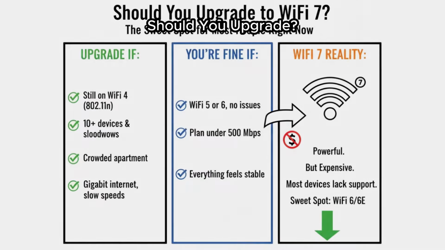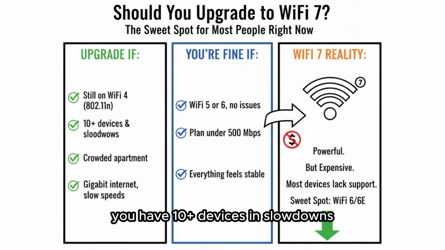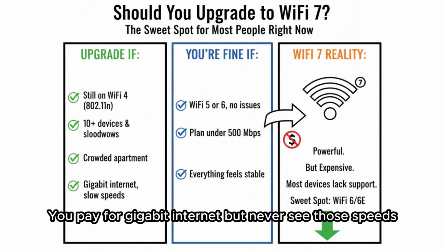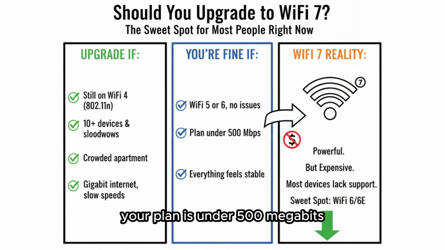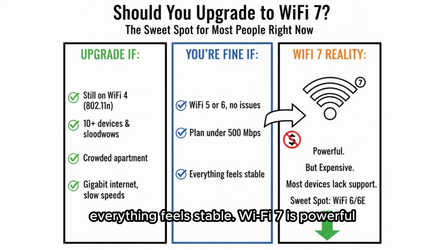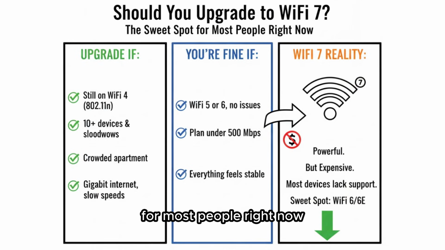Should you upgrade? Upgrade if you're still on Wi-Fi 4, you have 10 plus devices and slowdowns, you live in an apartment building, you pay for gigabit internet but never see those speeds. You're fine if you have Wi-Fi 5 or 6 and no issues. Your plan is under 500 megabits, everything feels stable. Wi-Fi 7 is powerful, but expensive, and most devices still don't fully support it yet. For most people right now, Wi-Fi 6 or 6E is the sweet spot.